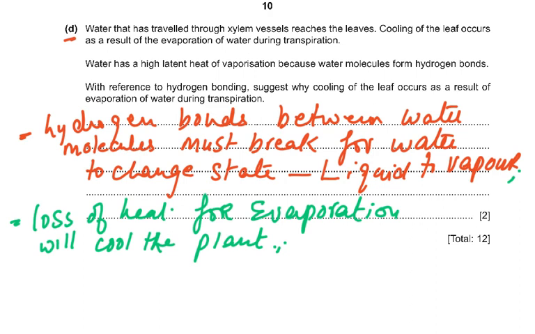So hydrogen bonds between water molecules must break for water to change state, that is convert from a liquid state to a gaseous state, or liquid water to water vapor. And the second point, because there are 2 marks, would be the loss of heat for evaporation will cool the leaf down, because the plant will give up some of its heat. That's how we cool down as well.